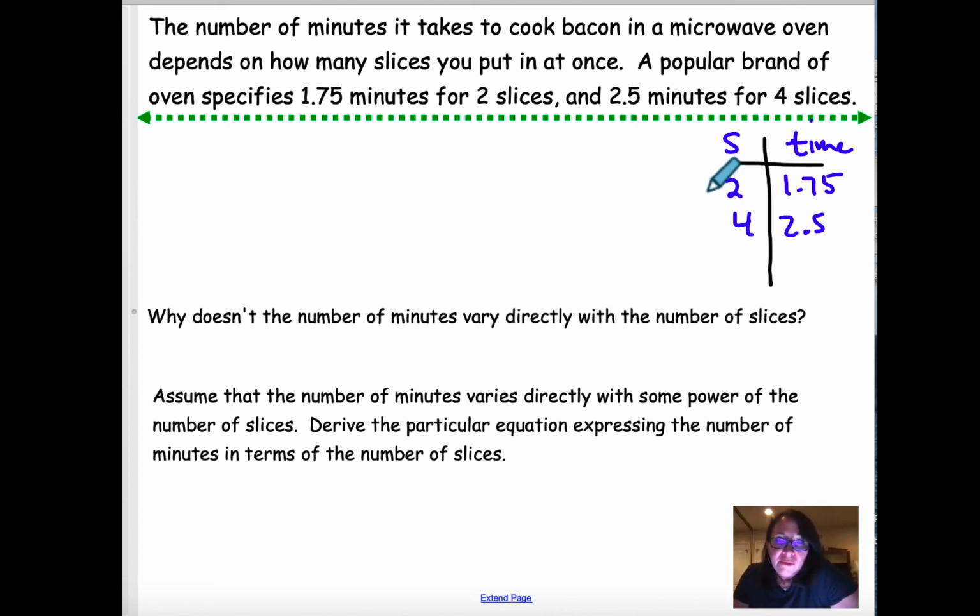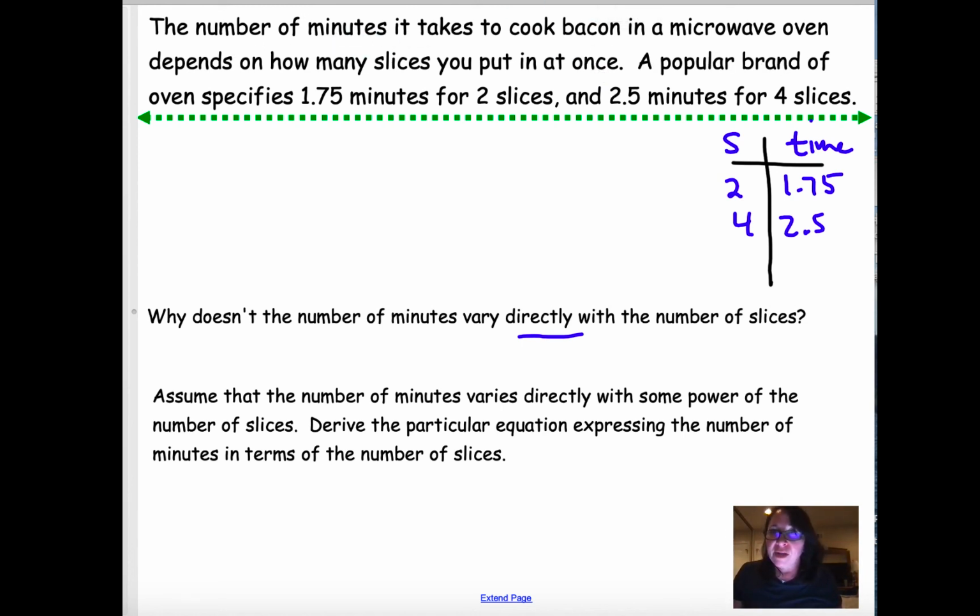equation. I'm looking at this, and it looks like I'm timesing by 2. But timesing by 2, it's not a direct variation. So why doesn't the number of minutes vary directly? Because I'm not multiplying the same number. 1.75 times 2 is not 2.5. So that means it's something else, and I don't know what it is, but I do know that it is a direct variation.